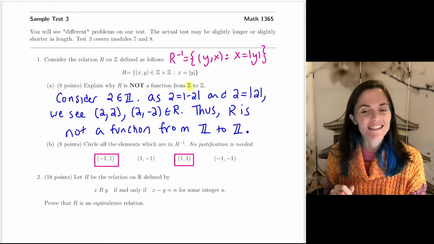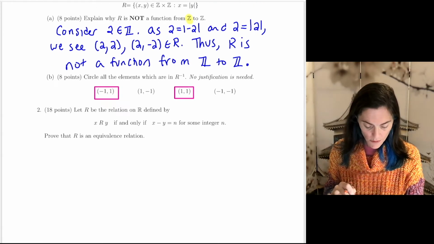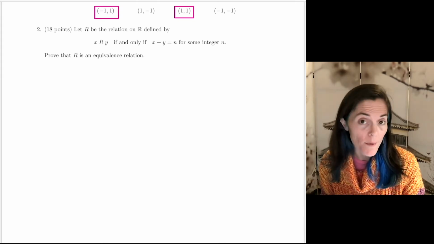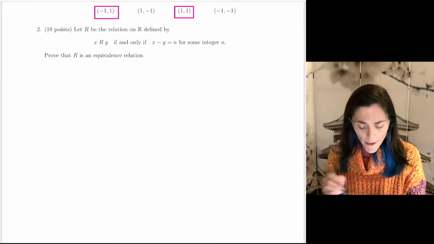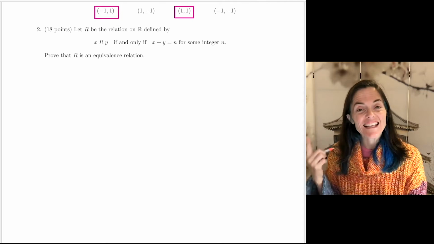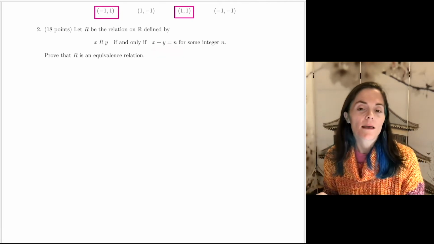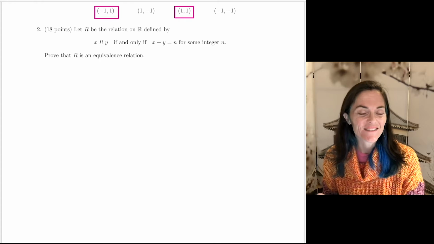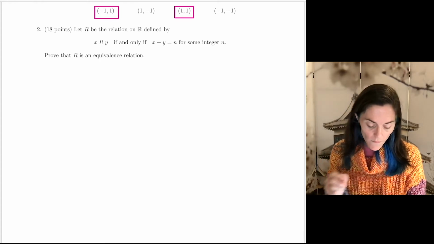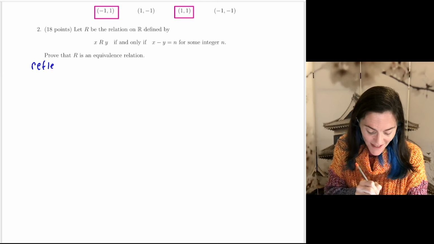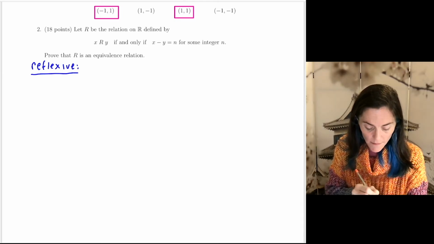Now we move on to number 2. Capital R is the relation defined on real numbers where for real numbers x and y, x relates to y if and only if x minus y is an integer. So we need to prove R is an equivalence relation. We have 3 things to prove. We have reflexive, we have symmetric, and we have transitive.